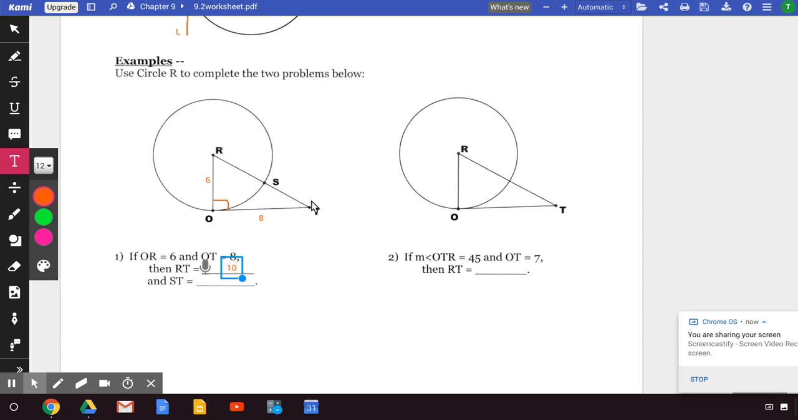And then we're looking for ST. A lot of times students think that this is exactly the halfway point, but if you recall, we know the radius here is RO, and all of the radii in one circle are the same. So RS is also 6, and if this whole segment length is 10, we could subtract, and we know that ST has to be 4.